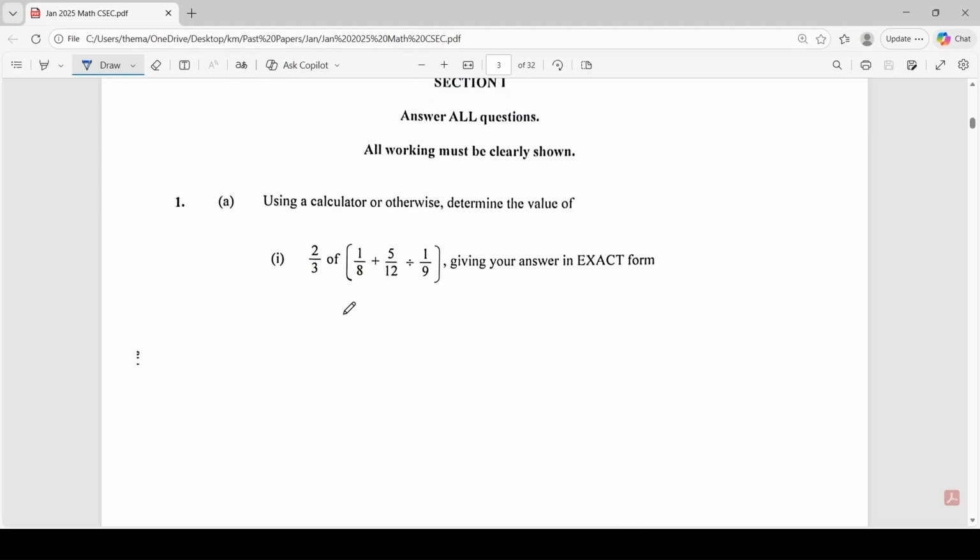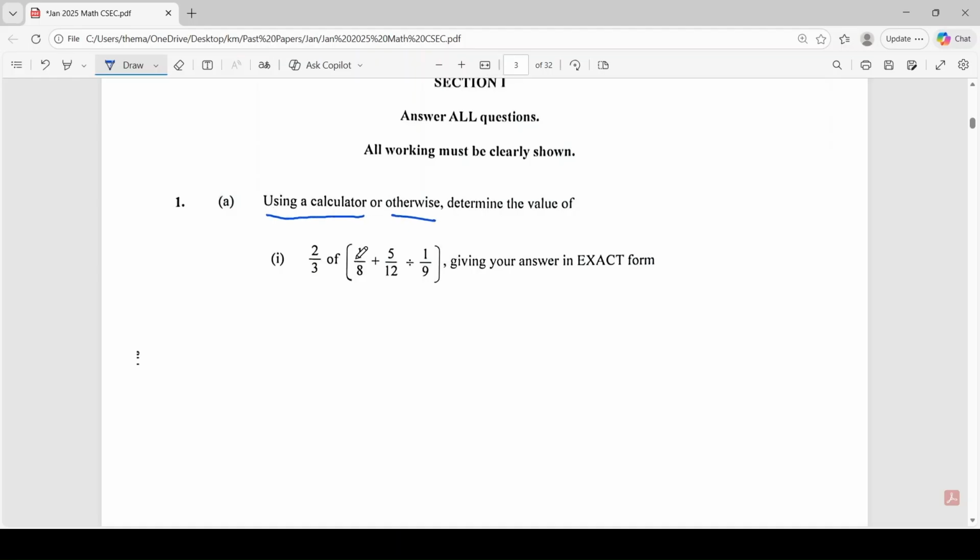Okay, first question, January 2025. Okay, so important things to note here is it said to use a calculator or otherwise.